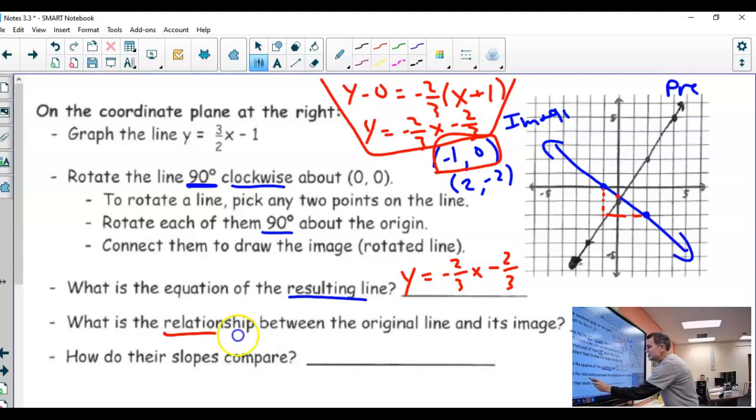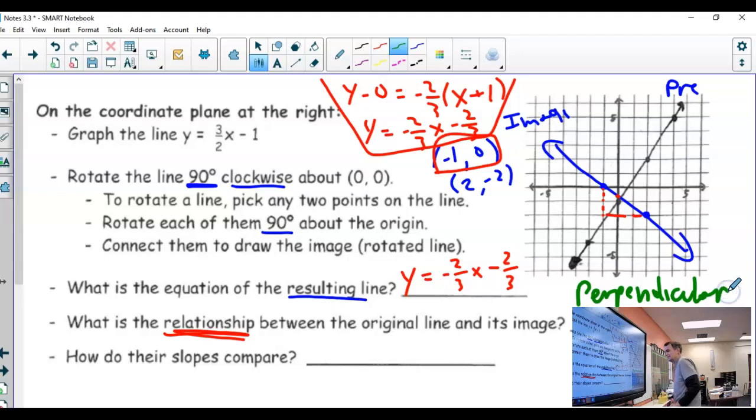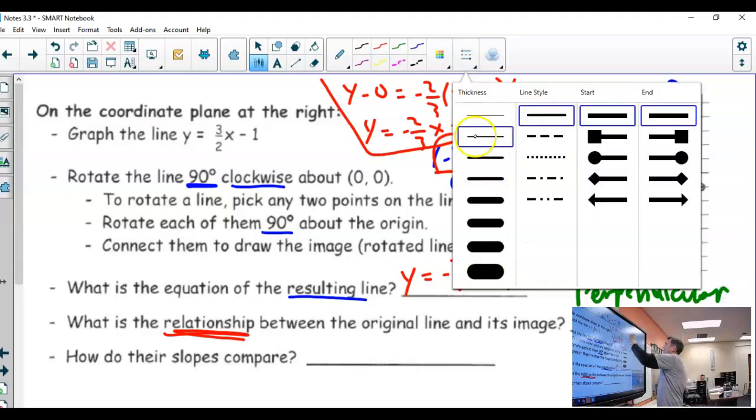All right, so here's the deal. What is the relationship between the original line and its image? Well, because I rotated it 90 degrees, we know that these lines form a 90-degree angle, and therefore they are perpendicular to each other.